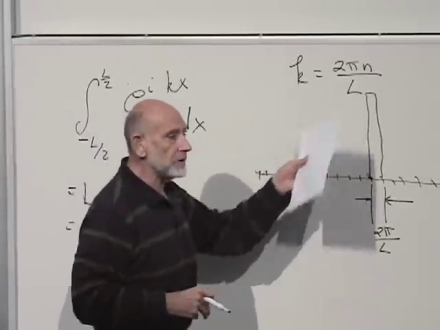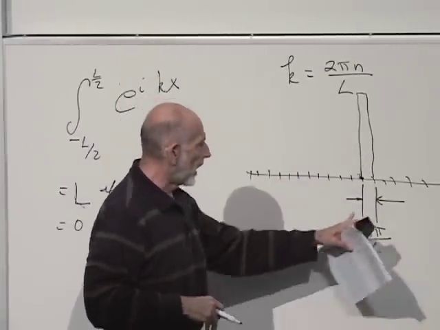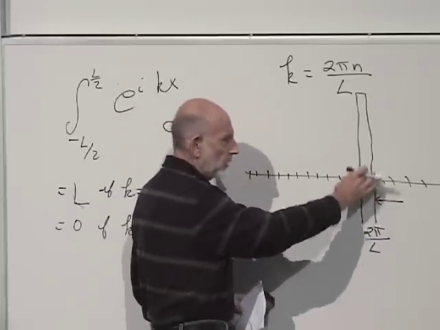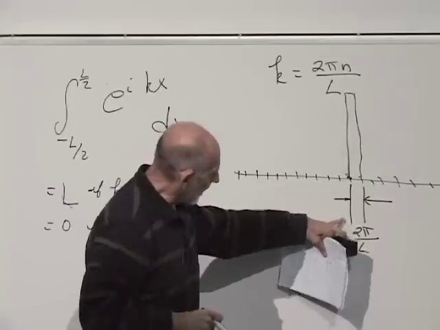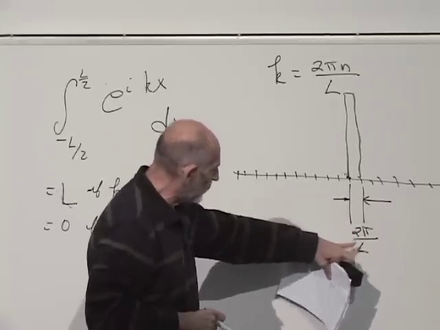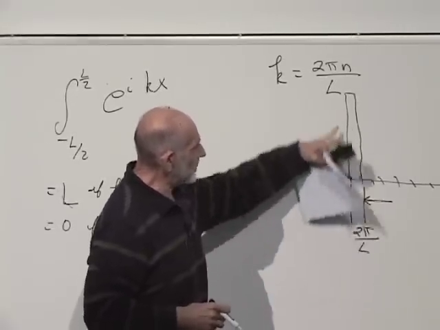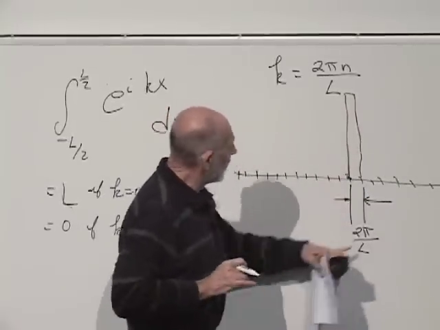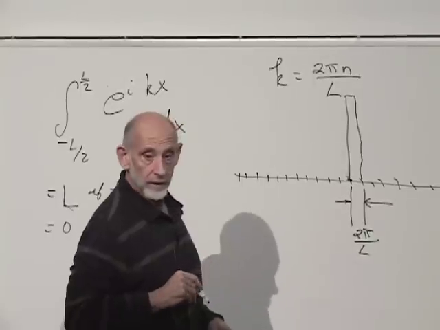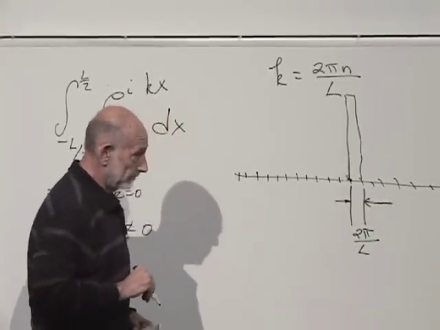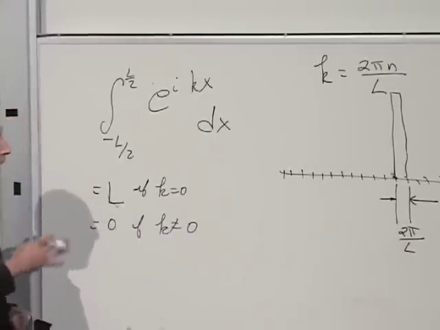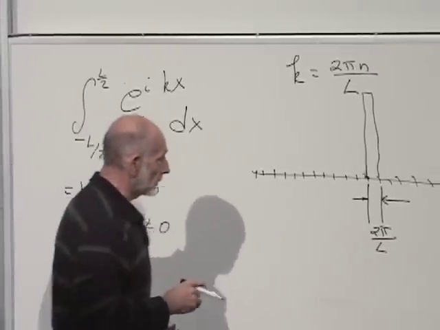So, how high is it? It's height L. How wide is it? Well, one interval. You can't think of anything smaller than one interval on here. It has a width 2 pi over L. What's the area? If I imagine giving it that much of a width, what is the area under it? 2 pi. So that means that this function is 2 pi times the delta function.